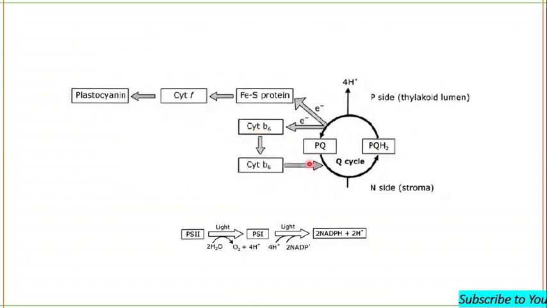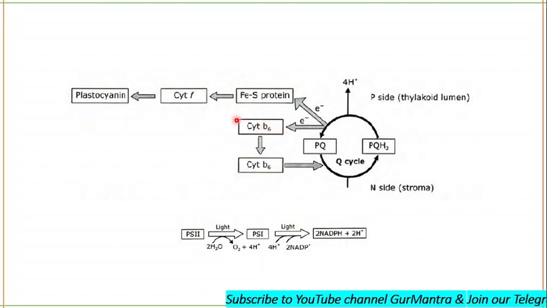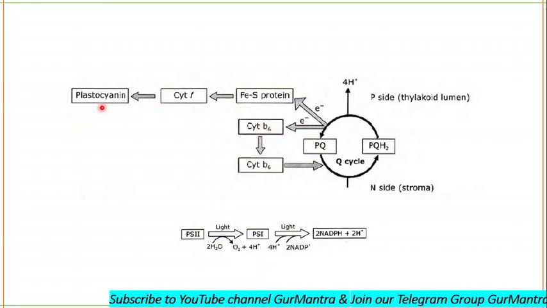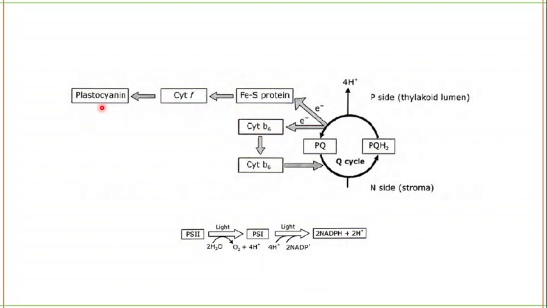Okay, so this is here. After cytochrome B6F, plastocyanin. Plastocyanin will send to P700. So you can see the reaction here.